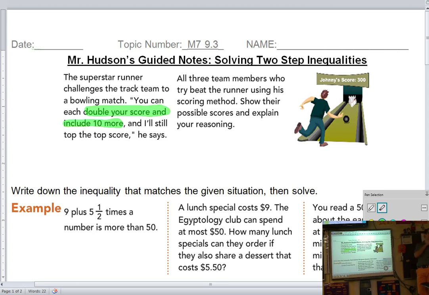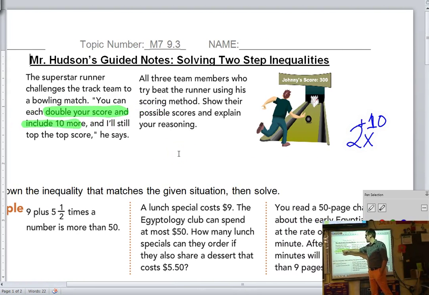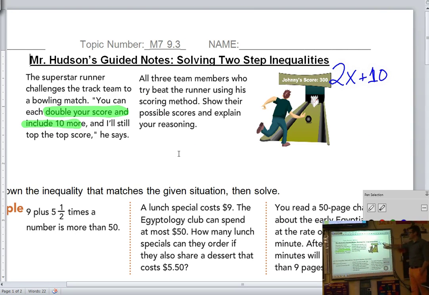Now, remember, in bowling you do want more points, as opposed to running, where you want a lower time. So, Johnny says, I can double my score and add 10 more, and he's still going to beat me. So if he's still going to beat me, how does my score relate to his score? What is it? Less than, right? If he wins, my score is less than his score.